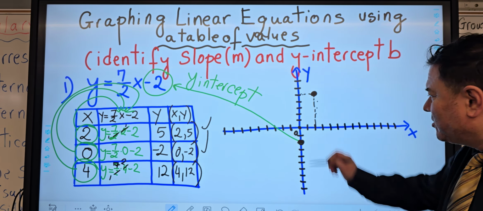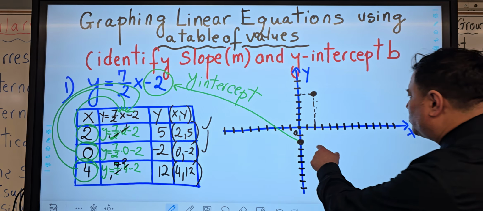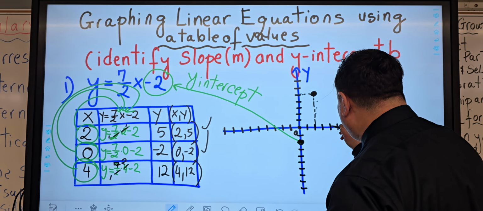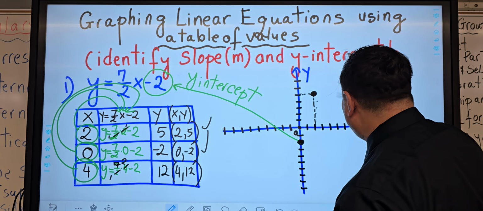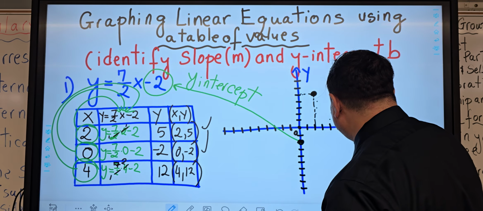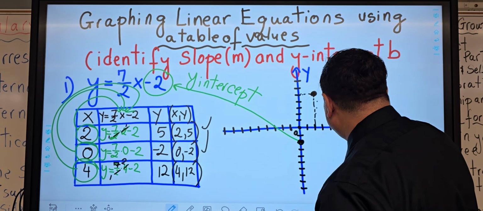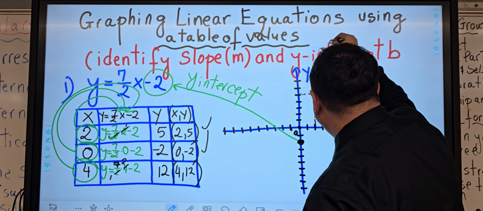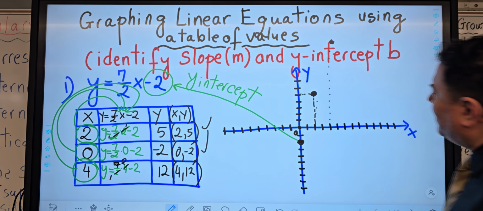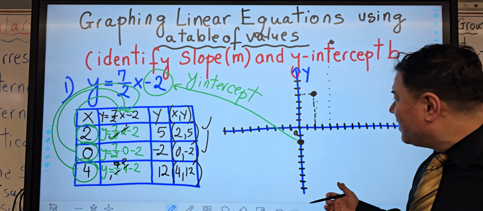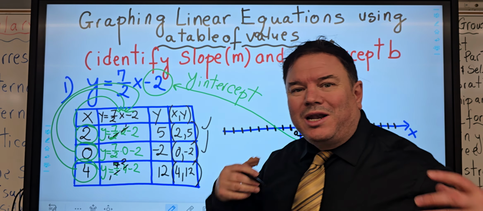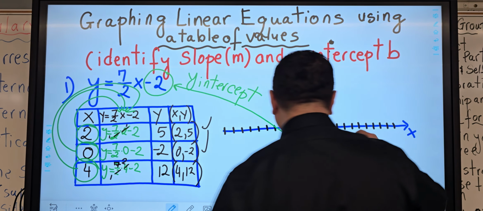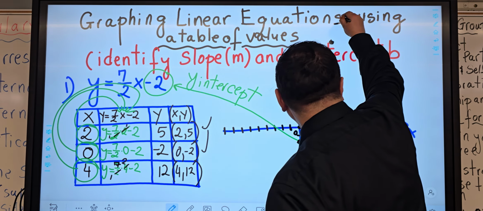So we got 2 points already, and the third one is (4, 12). 1, 2, 3, 4. And then we have to go 12 up. 1, 2, 3, 4, 5, 6, 7, 8, 9, 10, 11, 12. Somewhere right here. We are almost off the grid, right? But it doesn't matter because we are still going to connect those 3 dots and create a line.